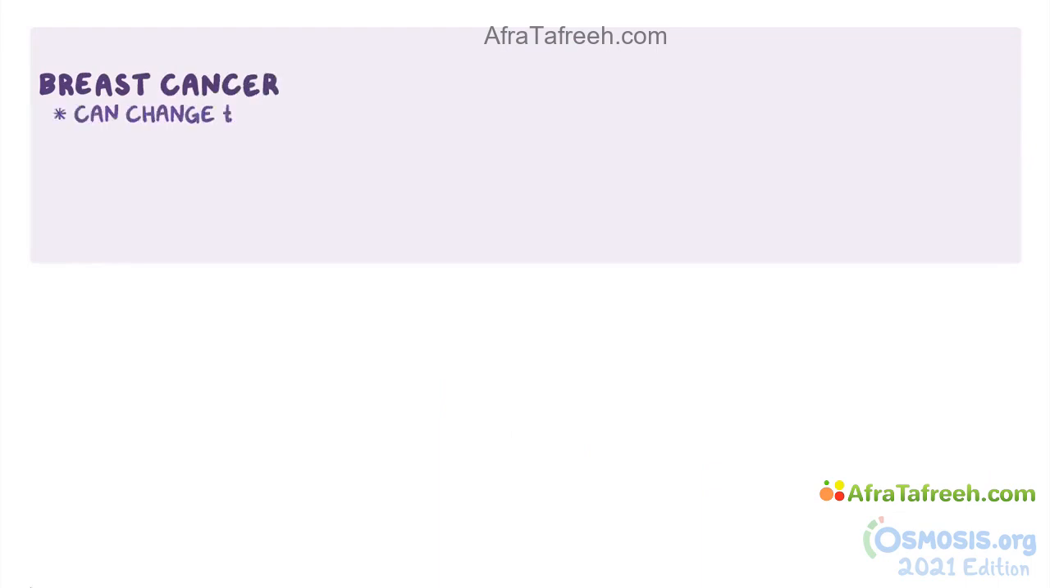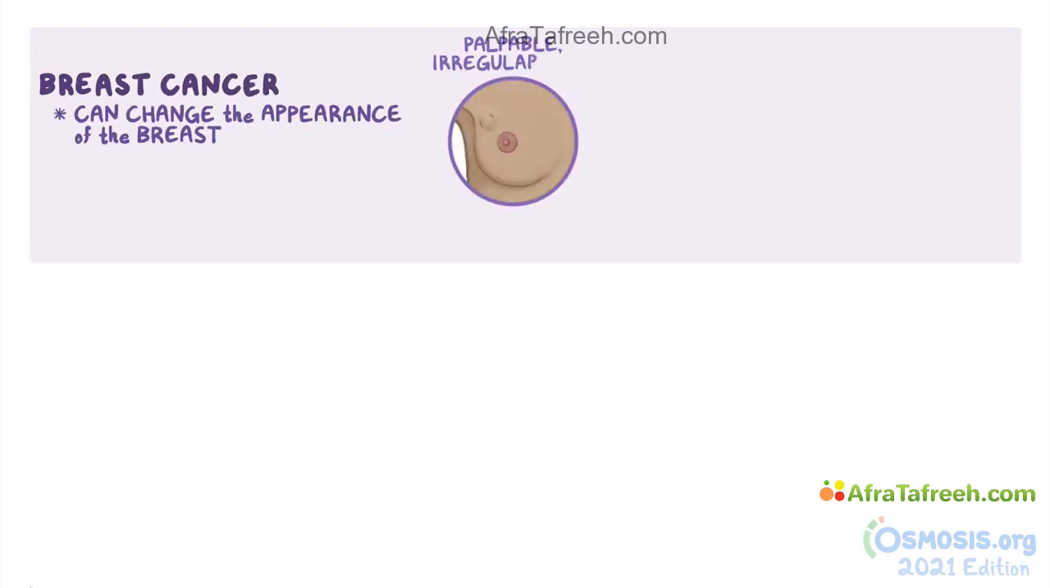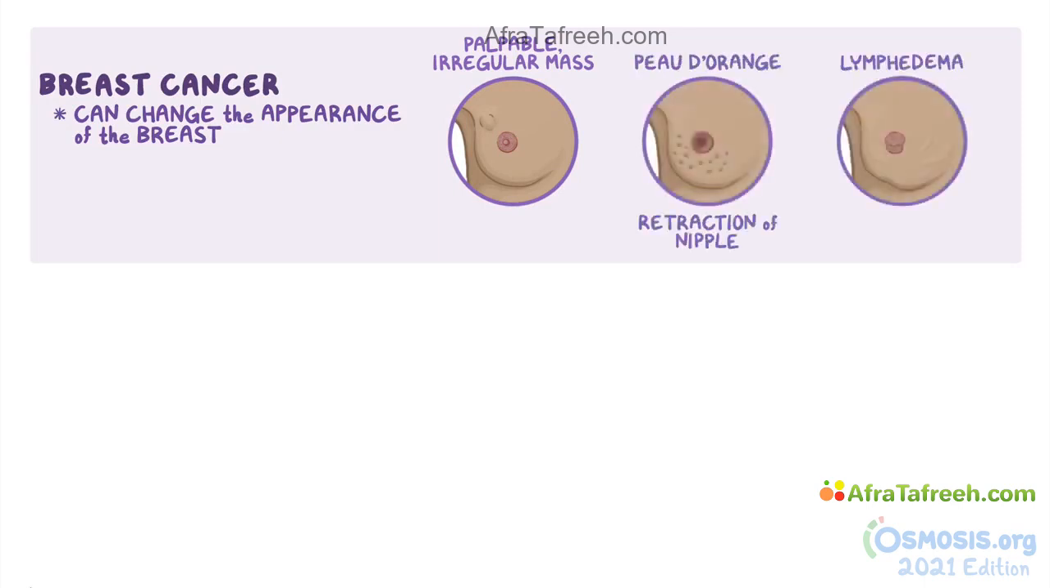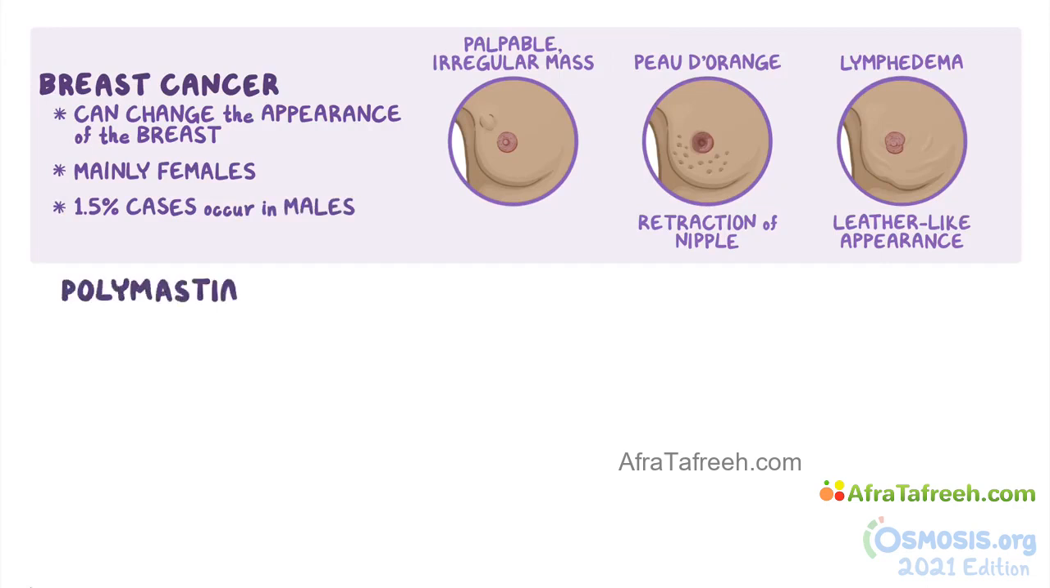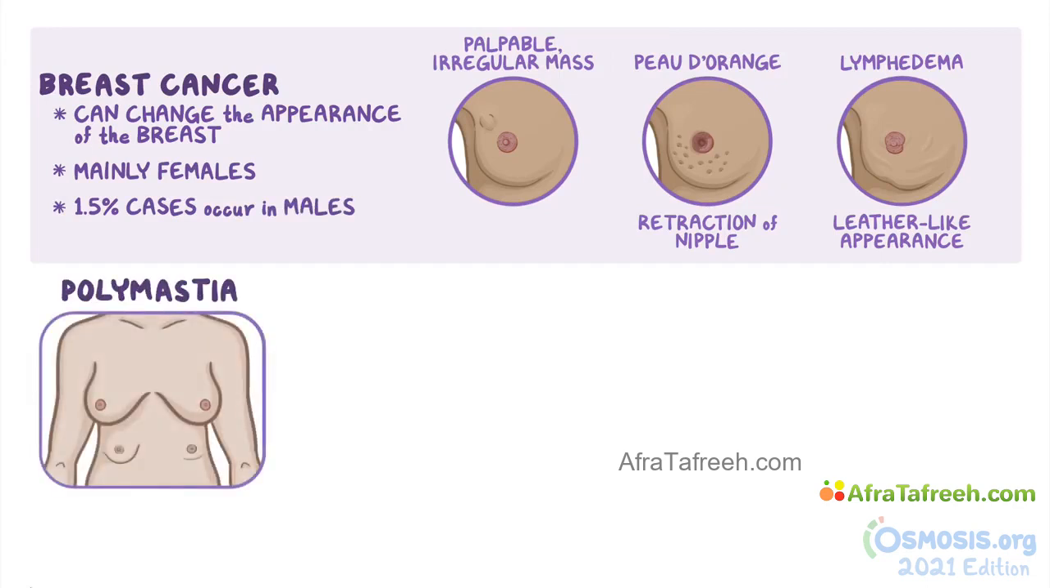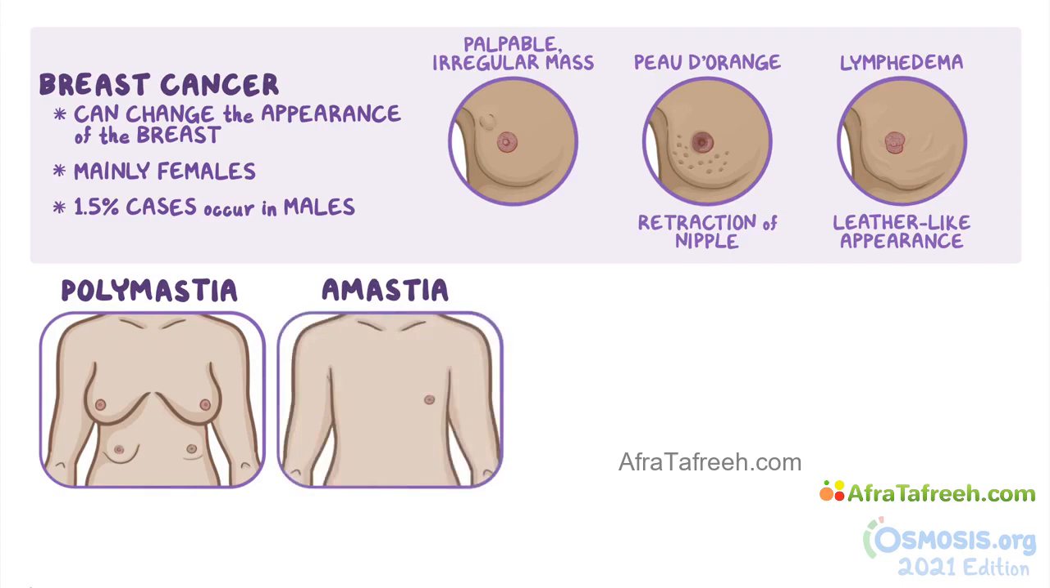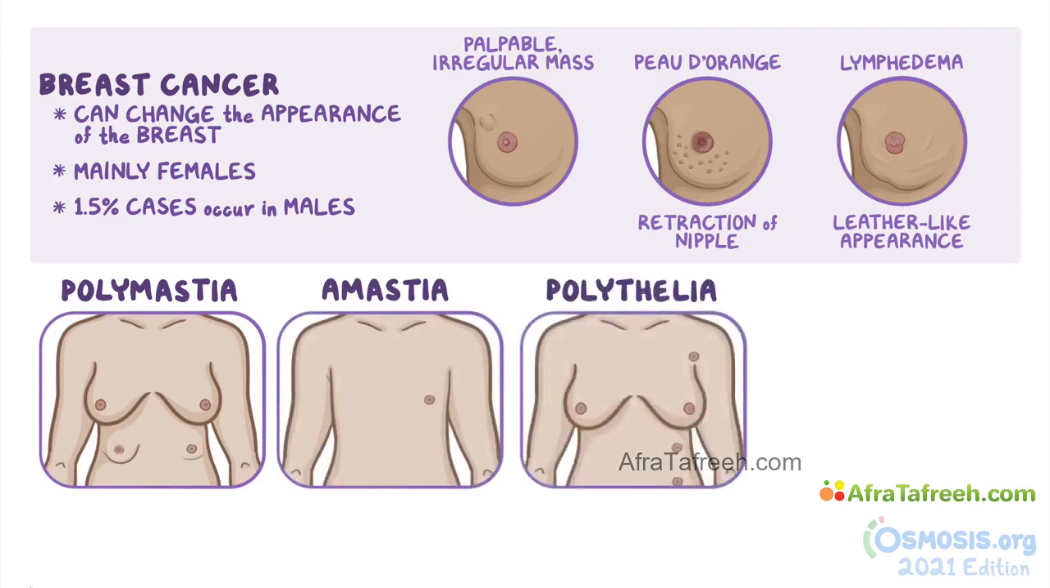Okay, as a quick recap, breast cancer can change the appearance of the breast. Signs include a palpable irregular mass, peau d'orange, retraction of the nipple, lymphedema, and a leather-like appearance. It mainly affects females, though up to 1.5% of cases occur in males. Polymastia is a condition where an individual has an additional, smaller than usual breast consisting of only a rudimentary nipple and areola. Amastia is when there is no breast development, and polythelia is an accessory nipple.